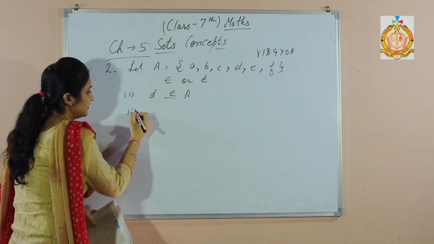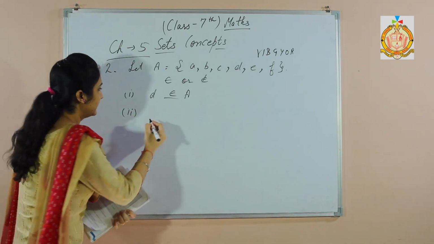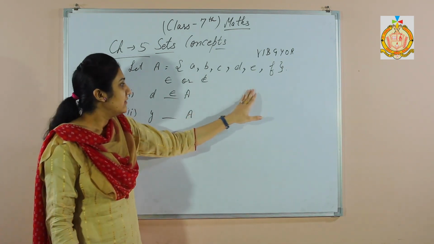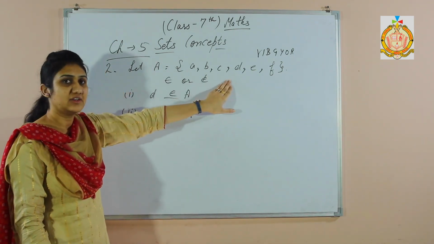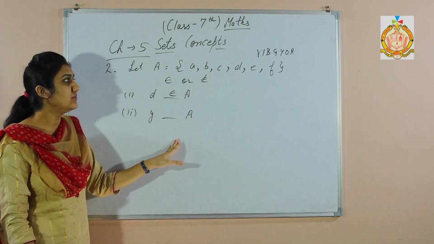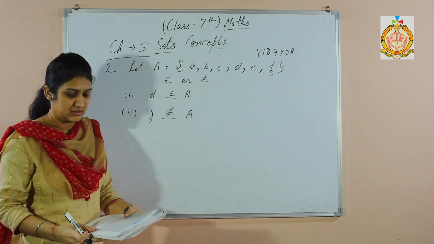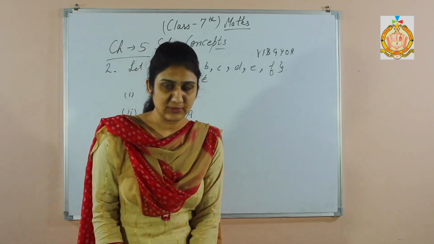Next one is y. There is no element y in this given set, so we can write y doesn't belong to A. In a similar manner you can complete the part.